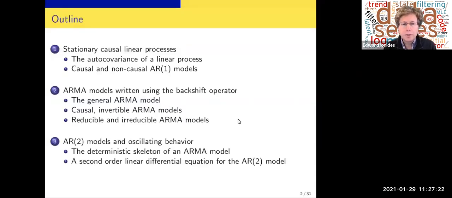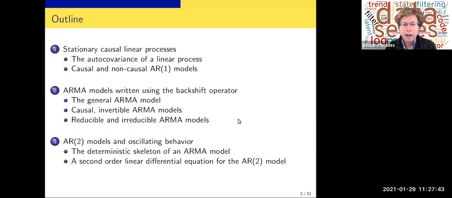One of the main tools for calculating with ARMA models is to see that ARMA models can be written as something called a stationary causal linear process. So the first thing we're going to do is define that, and then develop some formula for the general autocovariance expression for a linear process, and then see how that can be used for ARMA models.